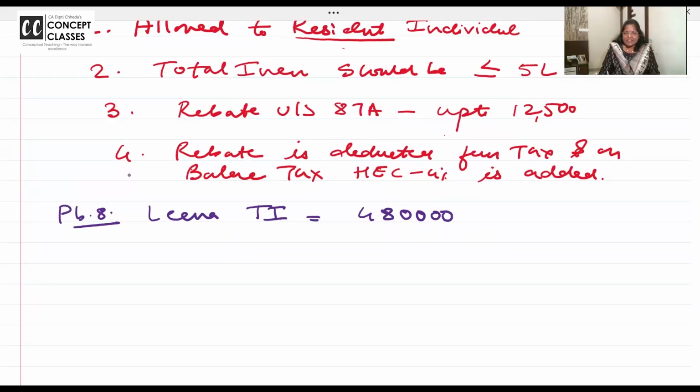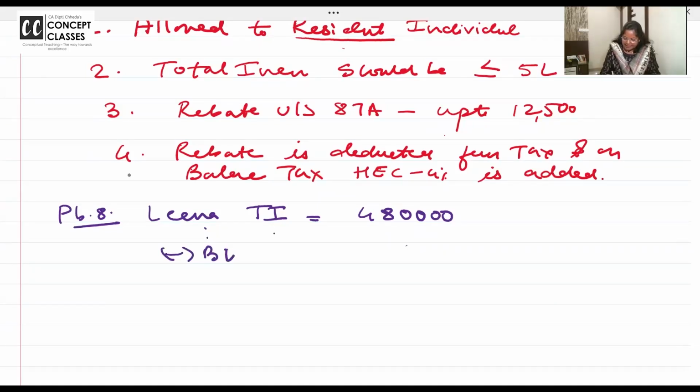Did they say she is a senior citizen? नहीं मैम, सफेद बाल दिखे तो मेरे को लगा. अरे सफेद बाल तो 30 years में भी है, हमको भी है. हाँ, तो Leena's age is not given, then we should take it as what? Less than 60 years.